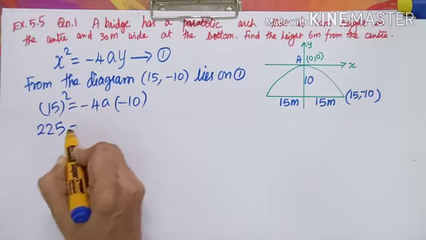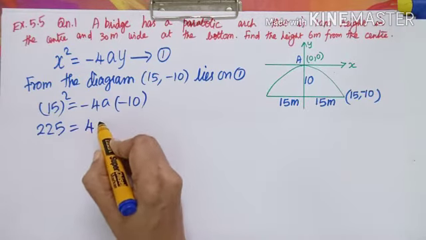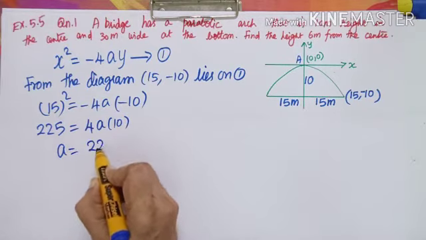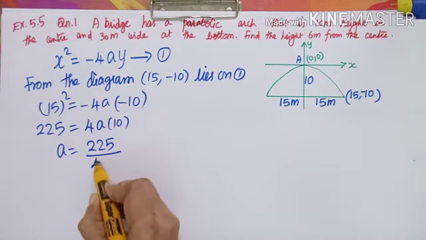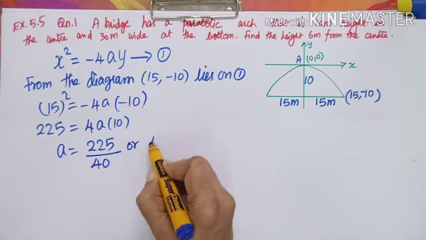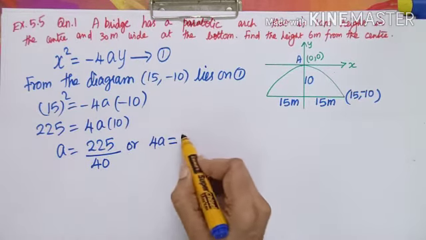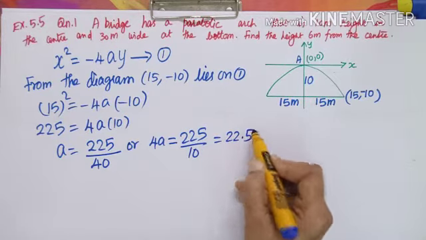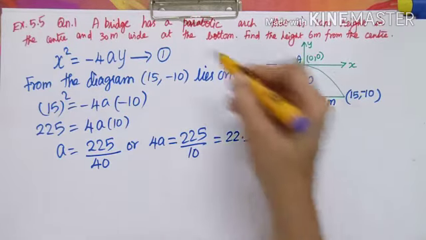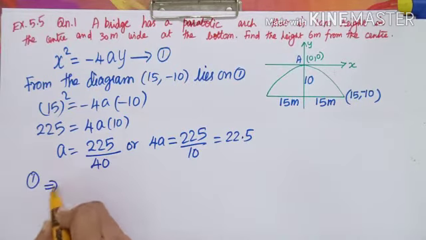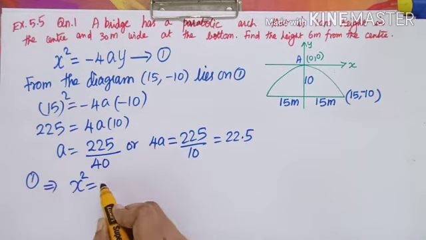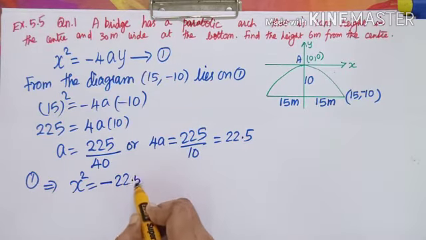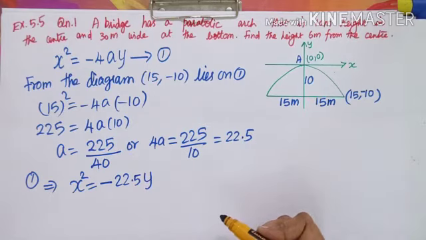Simplifying, 225 is equal to 4 into a into 10, or a is equal to 225 divided by 40, or I can write 4a is equal to 225 by 10, which is 22.5. Putting this back in the first equation, we get x square is equal to minus 4a, where the value is 22.5, into y.